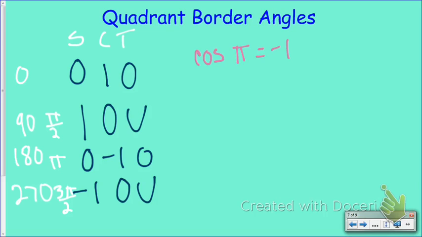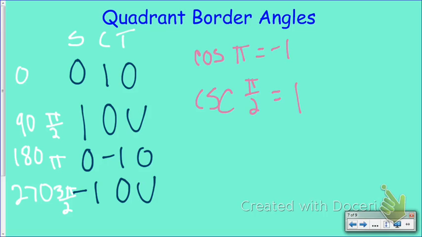Now if you want to find one of your reciprocals, like let's say I want to find the cosecant of pi over 2. Remember, cosecant is a reciprocal of sine. That means it's 1 over the sine of pi over 2. So I find the sine of pi over 2, and then I take the reciprocal. So the sine of pi over 2 is 1. And then 1 divided by 1 is just regular old 1.